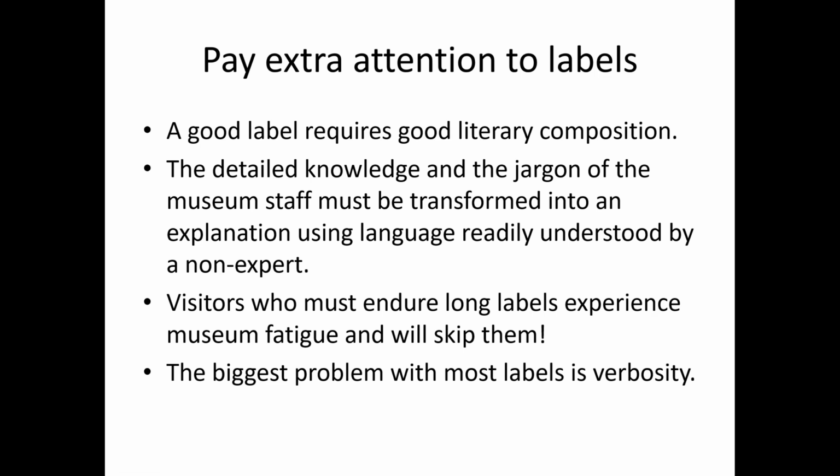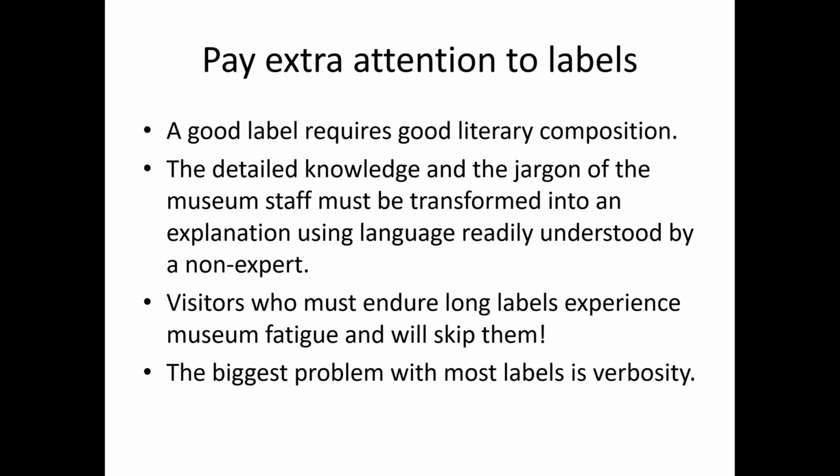Also pay extra attention to labels. I'm sure you pay attention to all of the text you do, but a label is something that we want the visitor to be able to get immediately as soon as they read it. A good label requires good literary composition, and there are two translation processes happening. The first one is the detailed knowledge and the jargon of the museum staff must be transformed into an explanation using language readily understood by the non-expert. So if the museum is in China, that will be jargon Chinese transformed into Chinese that's readily understood by the visitor. And then it could be translated again from Chinese into English.